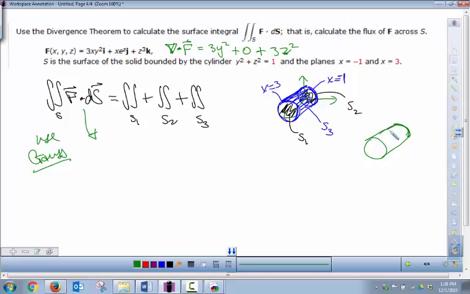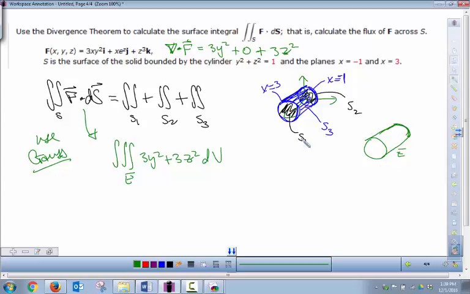anyways, this is a cylinder E. This is your solid, and so you're going to do a triple integral of a solid of 3y squared plus 3z squared dV. So we need to try to see if we can find limits for this.